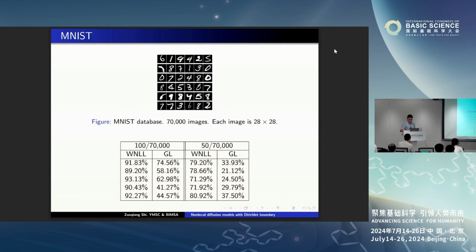Okay, we find that it is actually very closely related to the so-called weighted nonlocal Laplacian we proposed several years ago. It has a very good result on the semi-supervised learning problem, especially when the label rate is low. For example, in this MNIST dataset, it totally has 70,000 images. And if we only label 100 images in this dataset, then the accuracy we get can be larger than 90%. But if we use the standard graph Laplacian, which was introduced at the beginning of this talk, the accuracy is actually much lower.